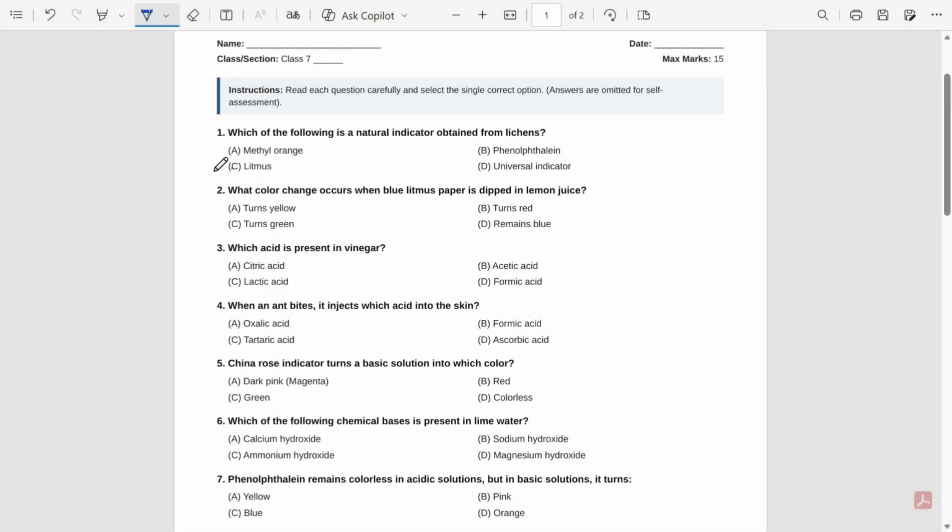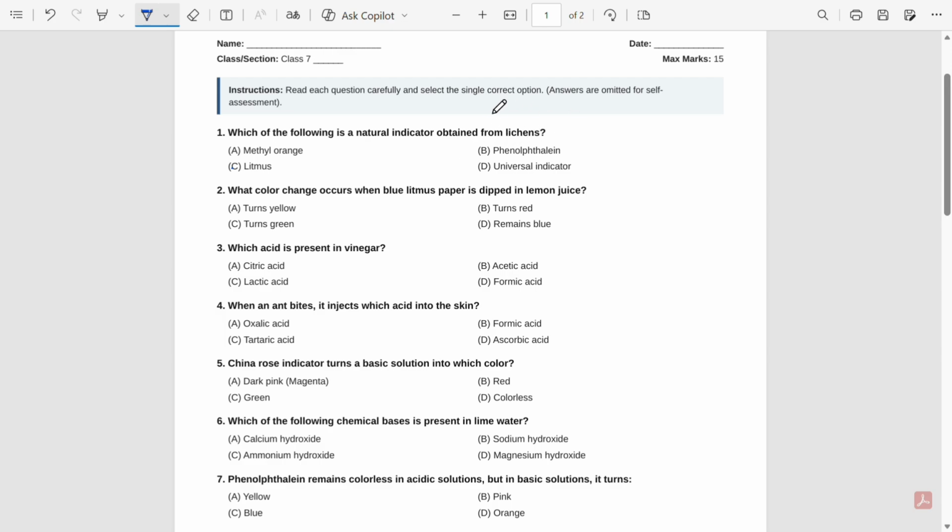Today we are going to discuss some multiple choice questions regarding acids and bases, which may be useful for the examinations, and also to develop your content. Thank you. See the first question: which of the following is a natural indicator obtained from lichens?